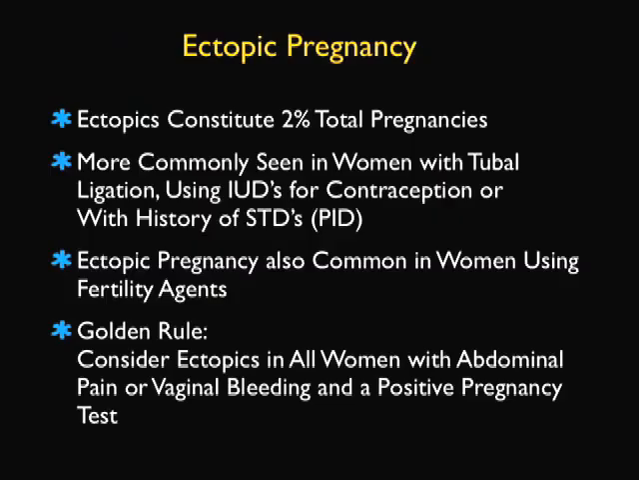Here are some important facts about ectopic pregnancy. Ectopic pregnancies constitute about 2% of all total pregnancies, but they're more commonly seen in women with tubal ligation who are using intrauterine devices for contraception, or those who have a history of sexually transmitted diseases, especially pelvic inflammatory disease with scarring of the tubes. Ectopic pregnancy is also common in women who are using fertility agents. So as a golden rule, we want to consider ectopic pregnancy in all women with abdominal pain and/or vaginal bleeding and a positive pregnancy test until ruled out by ultrasound evaluation.